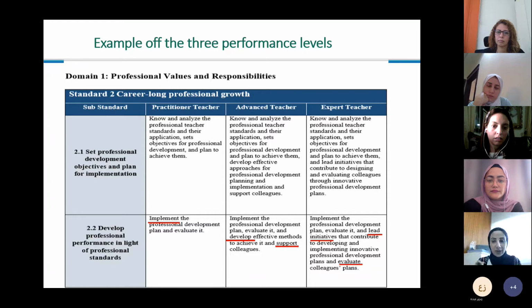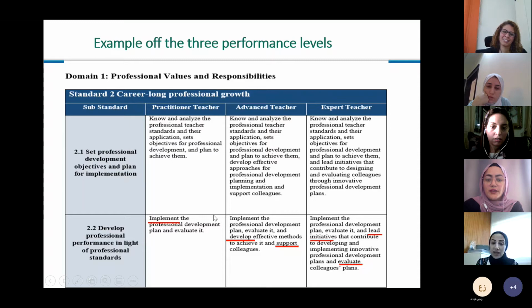What is the expert doing? He's implementing, look, he's implementing the professional development plan and he's evaluating it. He leads initiatives that contribute to developing and implementing innovative professional development plans, and he evaluates his colleagues' plans.